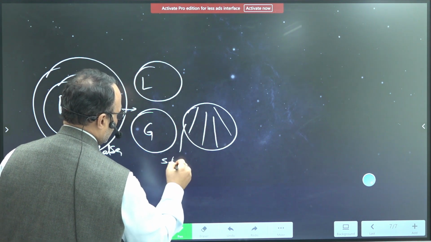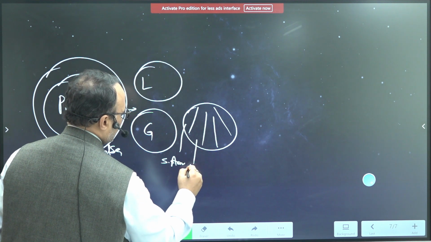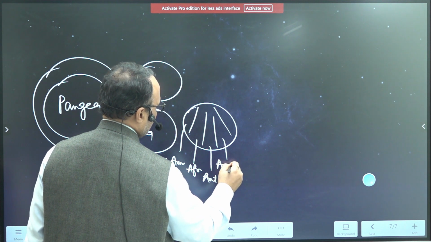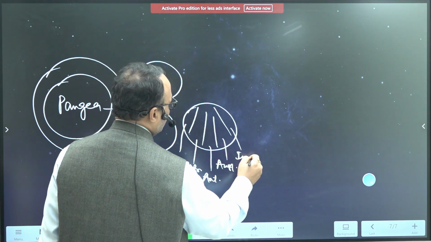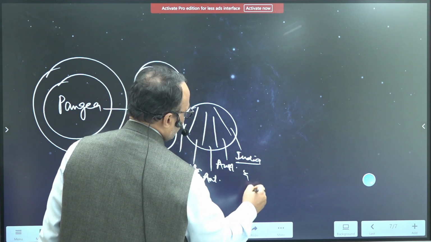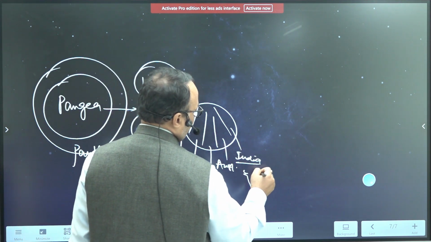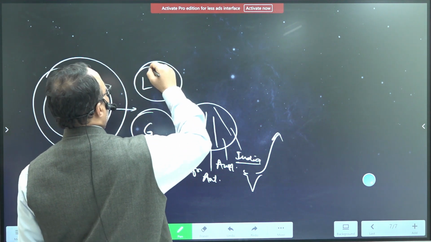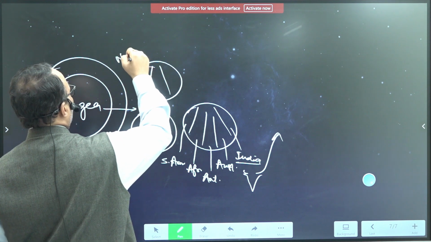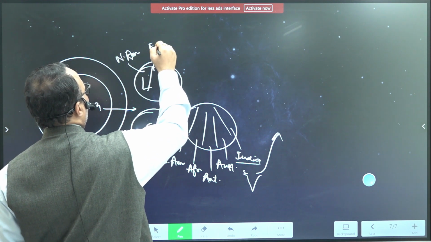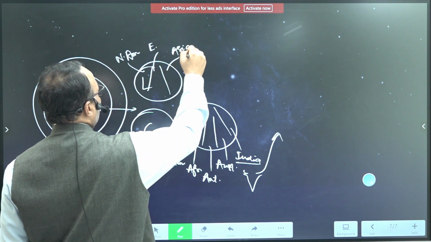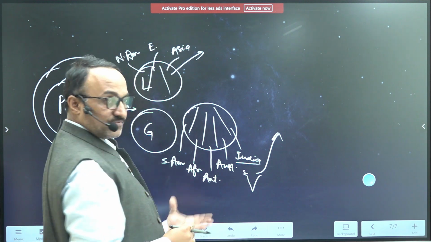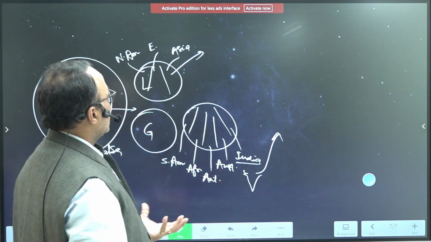South America, Africa, Antarctica, Australia, and India. So this India was a small segment like this. It started drifting towards the Eurasian plate. This plate was also divided into North America, Europe, and Asia. So all these blocks started drifting in different directions under the influence of convection currents inside the asthenosphere.